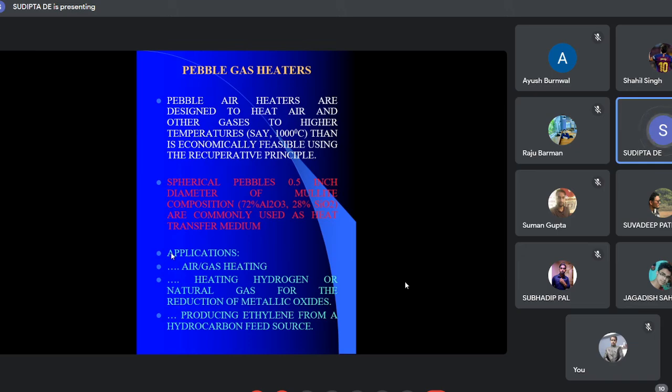But whether that gas heating is purely for some heating purpose or some subsequent chemical reactions are associated with it, those things I don't know. But I know that pebble gas heaters are used for ethylene production, and hydrogen or natural gas heating is also required for reduction of the metallic oxides. These are better known by the chemical engineers. Any queries up to this?